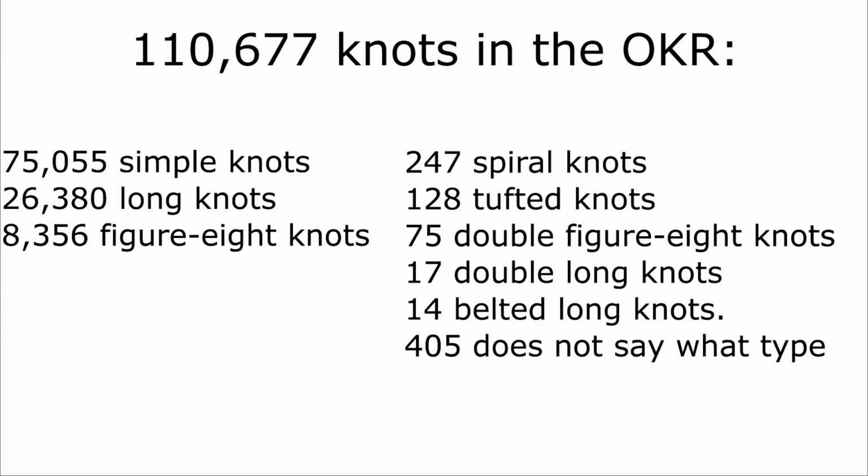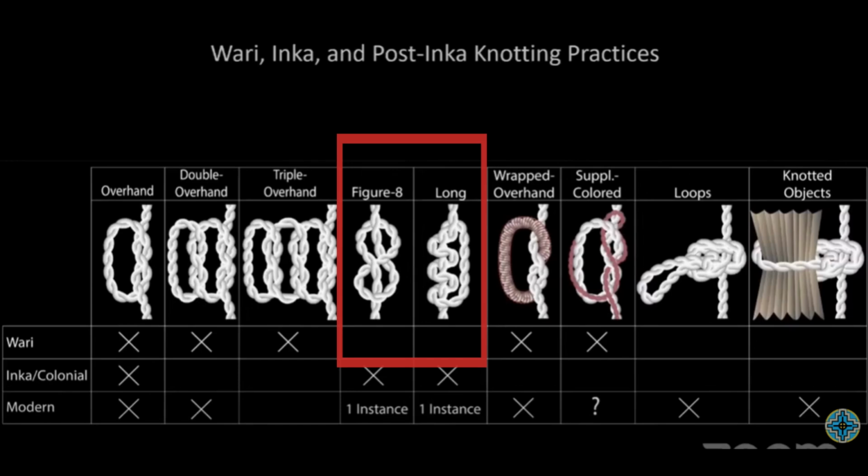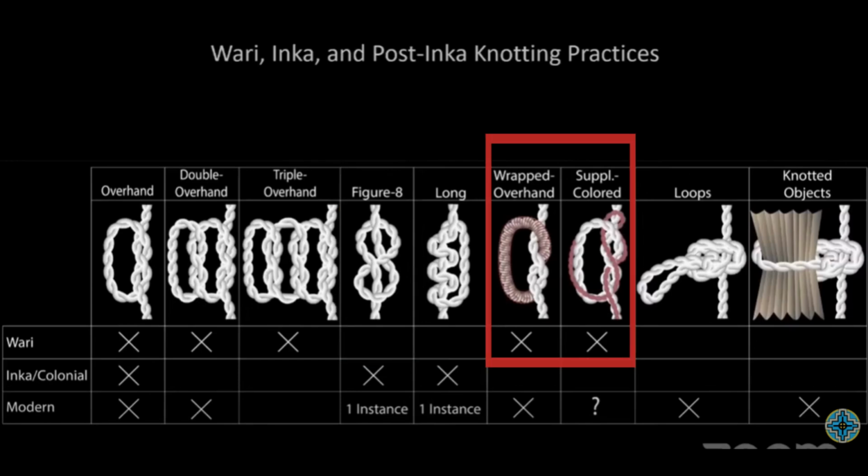This series has only focused on 3 kinds of knots, but that is an incomplete view of Khipus. Just to give an idea of the relative frequency of the different kinds of knots, there are 110,677 knots recorded in the Open Khipu repository database. Here's how many there are of each. In Wari Khipus, simple overhand knots are used, as well as double overhand knots and triple overhand knots. They don't use long knots or figure-8 knots. Overhand knots can also be wrapped or have a colored thread added.